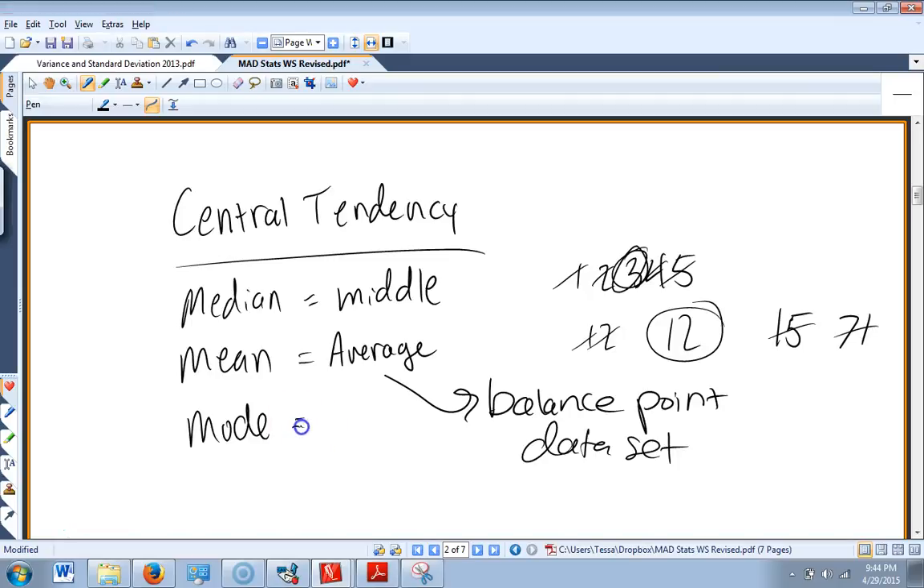All right, mode is the one that happens most often, okay? Most often sounds like mode. That's how we remember that. So that would be, in this data set 1, 2, 5, 5, 6, and 8, 5 would be the mode because there are two 5s, and that's the data value that happens most often, okay? So let's talk more about mean.